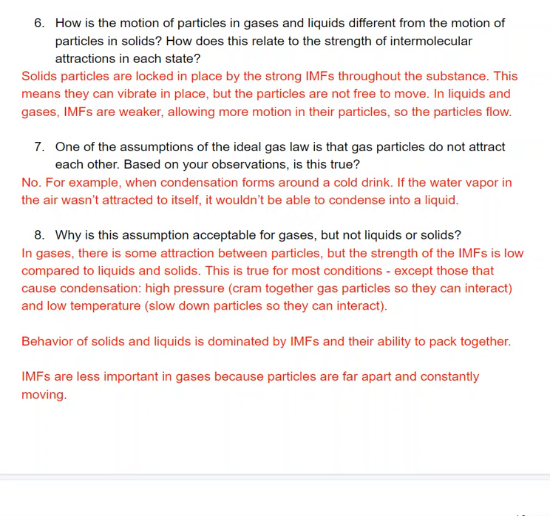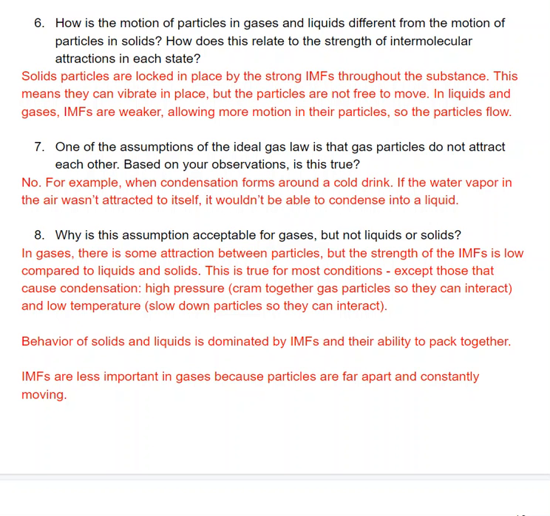No, because when condensation forms, water vapor has to be attracted to itself in order to condense into a liquid. So this assumption works for gases but not solids or liquids. And that's because in gases there are some intermolecular forces, but they're very weak. And depending on the conditions, we're going to see that that's generally going to be a fair assumption. Now, the IMF strength is low in gases compared to solids or liquids. And this is true for most conditions except for those that cause condensation.